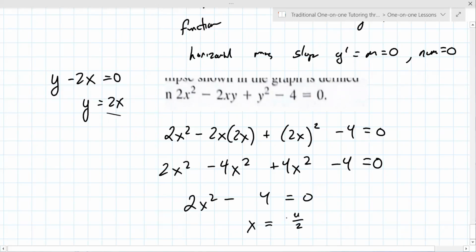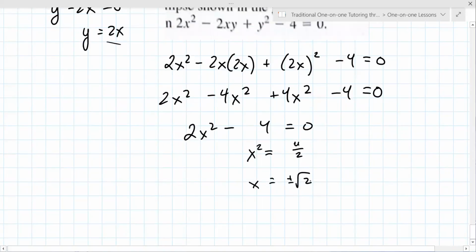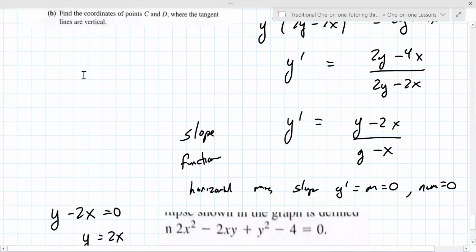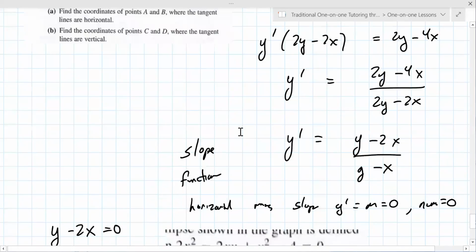I can't do that in my head. Okay. Plus or minus square root 2. So the reason there's two values, if you go back and look at the question, it says find the points of A and B. So B is positive square root of 2, and A is negative square root of 2. How do you know? Because they're in the quadrants.